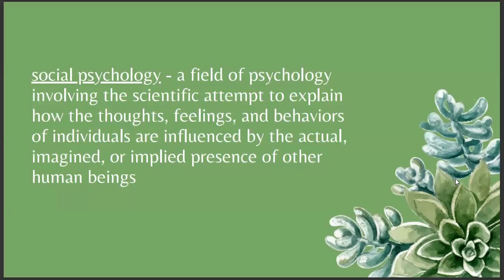So first off, what is social psychology? Social psychology is a field of psychology involving the scientific attempt to explain how the thoughts, feelings, and behaviors of individuals are influenced by the actual, imagined, or implied presence of other human beings. So this is not cognitive psychology. This is not personality. This deals with person-to-person relationships. This has to be in the presence of another person. So why do people do the things they do when they're around other people? Why do they say what they say? Do they do things against what they believe? How do we perceive other people? That's what a lot of this chapter is going to go over. So that is what social psychology is all about.